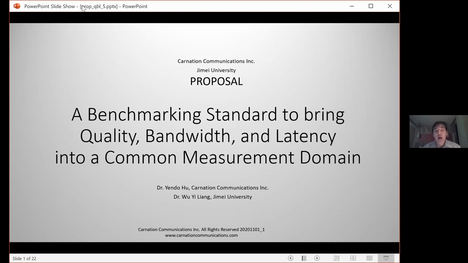Before I go into the details, I do want to mention that this work is currently being carried out both by myself here at Canation Communications and also with Jimei University. Dr. Wu is also one of the teachers at the university that we've been jointly building out not only some of the concepts, but also the various implementations.